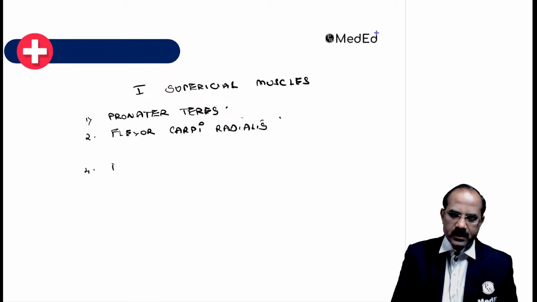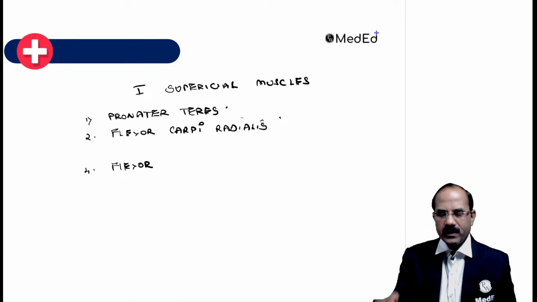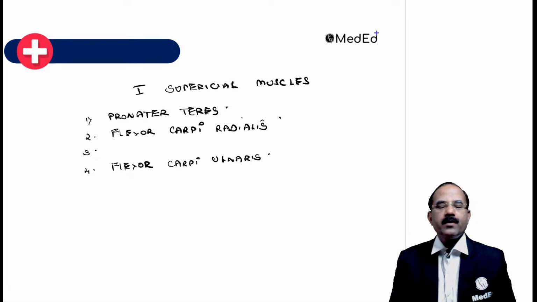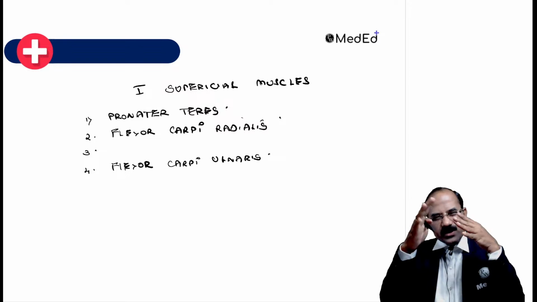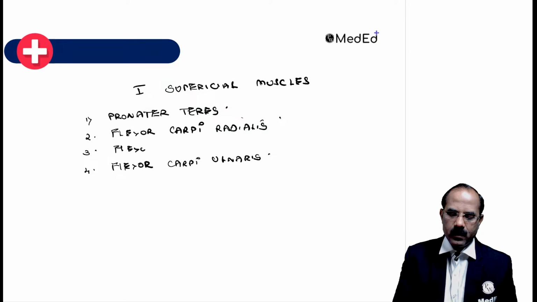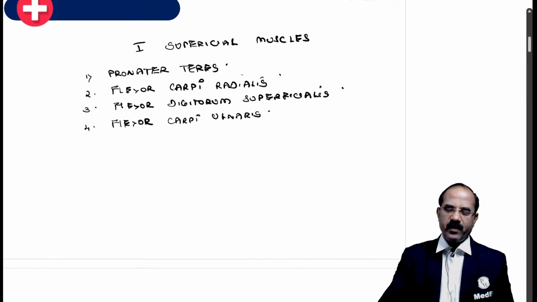वैसे there's one muscle which is going to flex the wrist joint towards the ulnar side. So, flexor carpi ulnaris. And the third muscle begins from the humerus, the medial epicondyle, divides into 4 tendons, and goes to the digits. It causes flexion of the digits. इसका नाम है flexor digitorum superficialis. ये हो गए 4 superficial muscles in the front of the forearm.